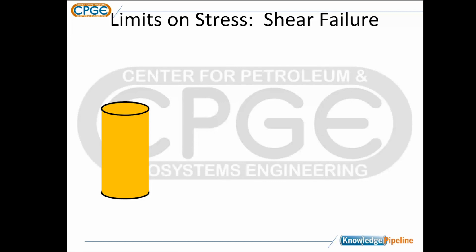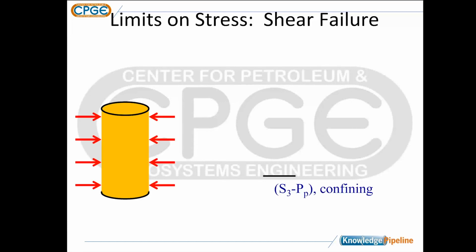Most of you would treat that as SH min, which is the frac gradient stress, minus the pore pressure. So when we're looking at shear failure, we always look at the effective stress, which is our earth stress minus pore pressure. In the laboratory, we'd apply an axial stress, which is typically the vertical stress in the field. That's S1 minus P on the y-axis. And then we would load this sample until it failed.